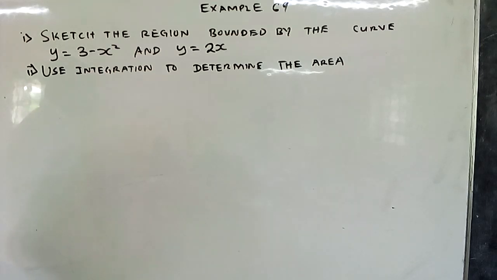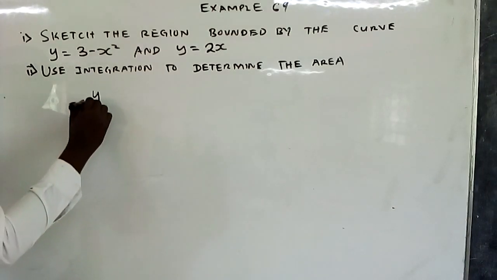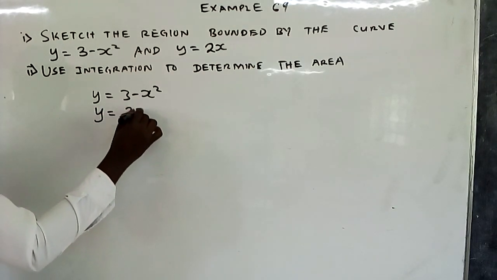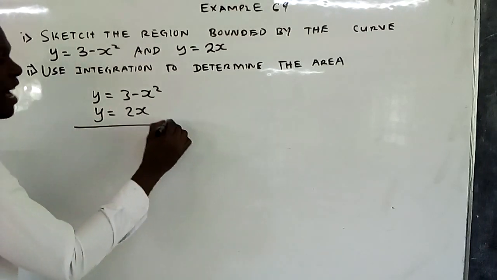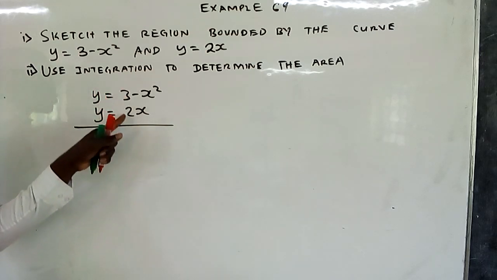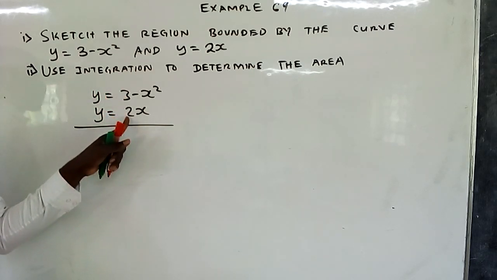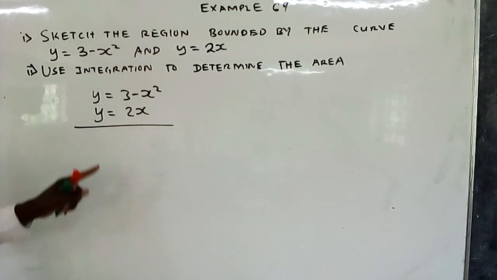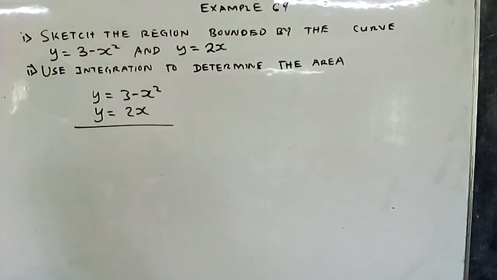The points of intersection. So the first curve, we have y equals 3 minus x squared. The second curve, we have y equals 2x. So the curves are intersecting at the point where they are equal. So the point of intersection is where this equation is equivalent to this equation, meaning we solve these two equations. How do we solve? The best method here is elimination.